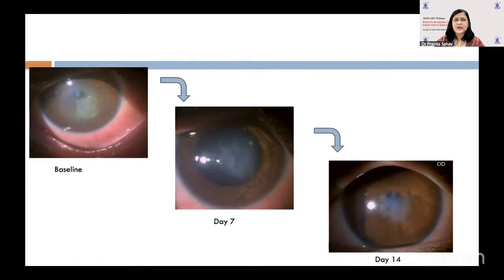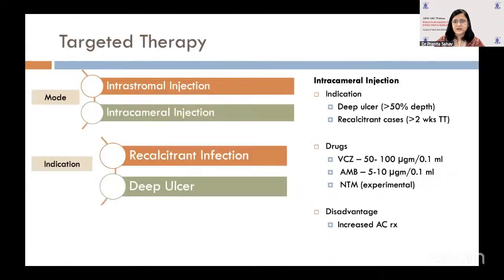This is a picture of how a fungal keratitis, if treated in time, can heal well with minimal scarring. Targeted therapy can be either intracameral injection or intrastromal.